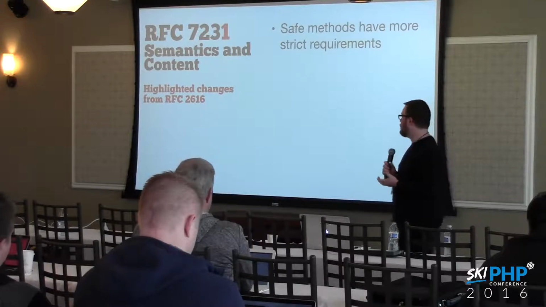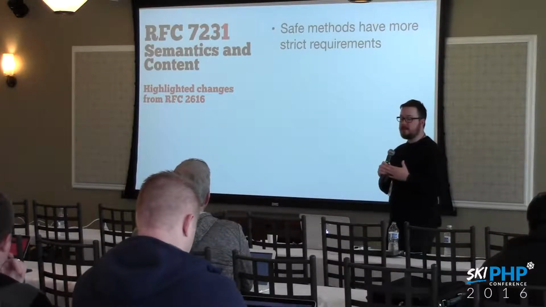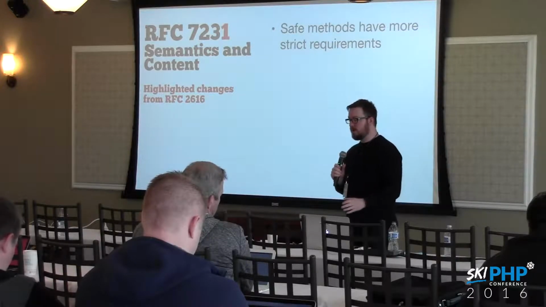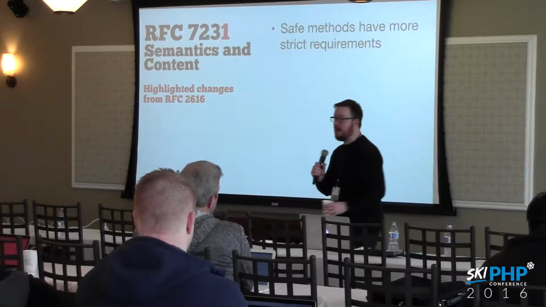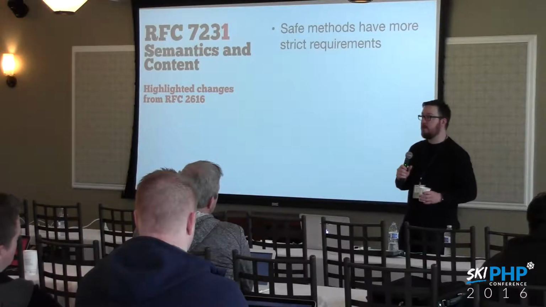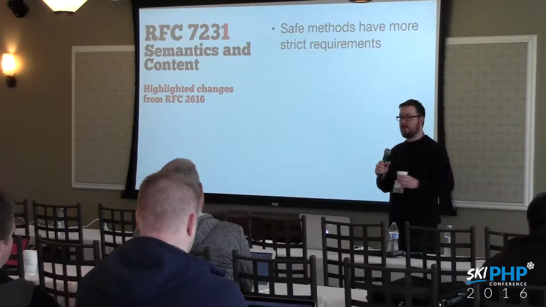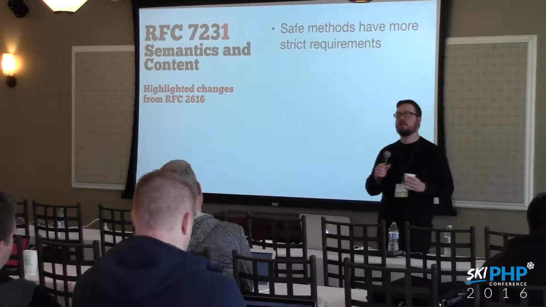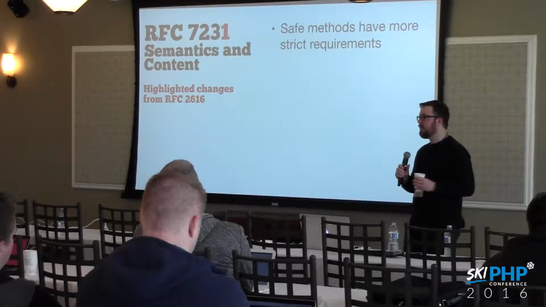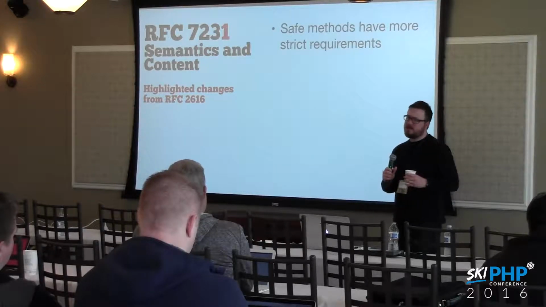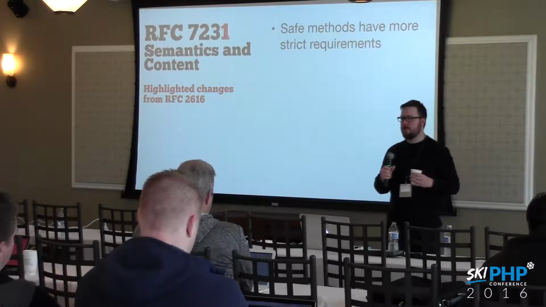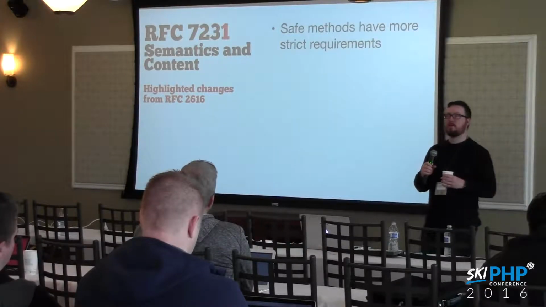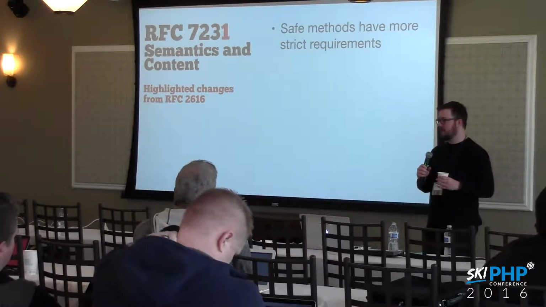So a couple of things to note about this, and that is that safe methods now have some more strict requirements. If you recall, a safe method is something like GET and HEAD. These are safe methods. That means they should not have any side effects on the server. And in RFC 2616, that's basically what it says. It just says a safe method is defined as a method not having any side effects on the server. Well, they go on to have almost a full page or two dedicated to what a safe method is now.